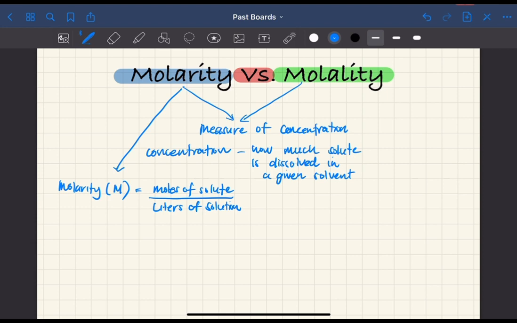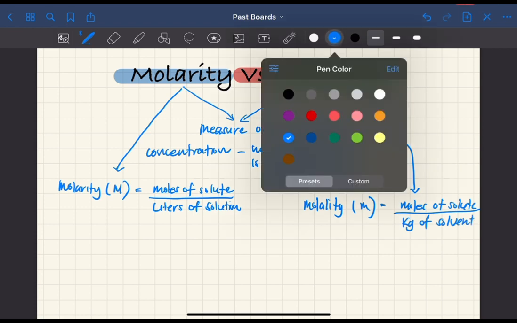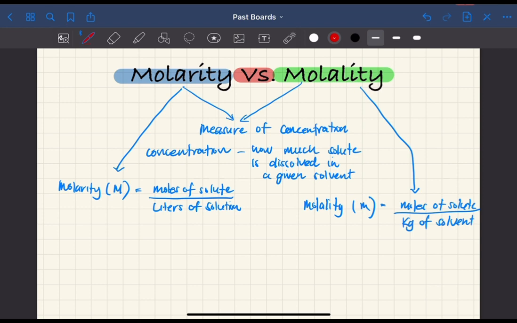On the other hand, molality, denoted as small letter m, is defined as the number of moles of solute divided by the kilograms of solvent. So take note that in molarity, the denominator is liters of solution, while in molality, the denominator is kilogram of solvent.